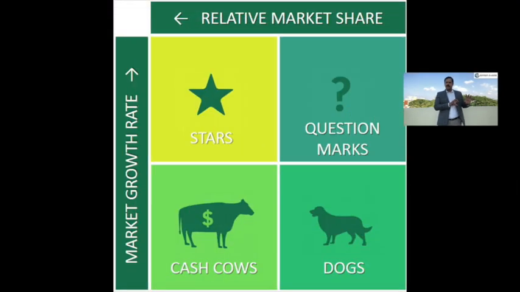The first one it talks about is a question mark. A question mark generally happens during the introduction phase of a new product. Here your relative market share is low, whereas your market growth rate is high because you were not in the business earlier. It's a new product that is getting introduced. So your market growth rate is much higher in this product, whereas your relative market share is low. This comes under a question mark category.